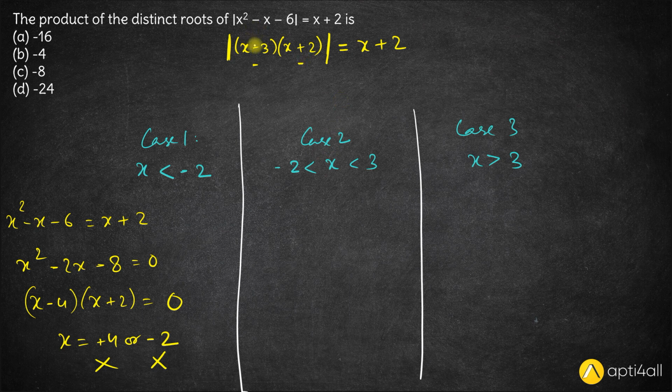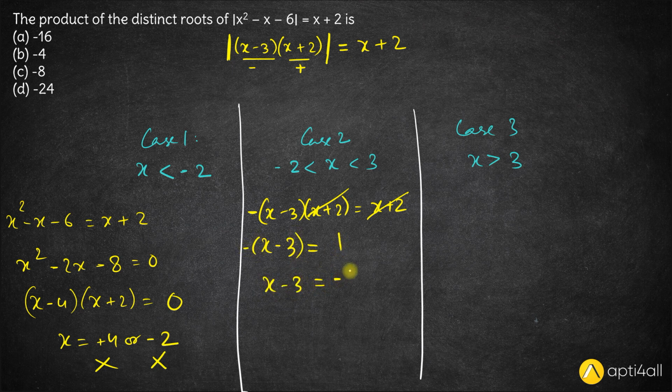Now if this is the case, what happens is this term here will become negative. When x is between minus 2 and 3, this will become negative and this will become positive. So the product here will be negative. Since the product is negative, we'll remove the mod and put a minus sign. So this becomes minus times of x minus 3 into x plus 2, which is equal to x plus 2. So x plus 2 cancels out. We have minus x minus 3 is equal to 1. So x minus 3 is equal to minus 1. So x comes out to be plus 2.